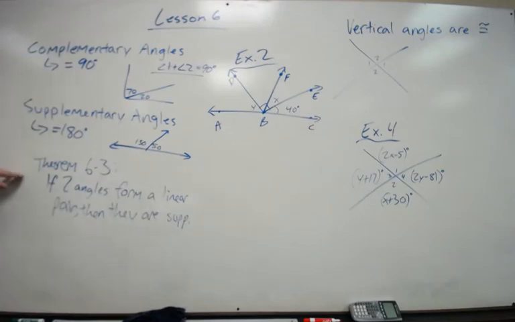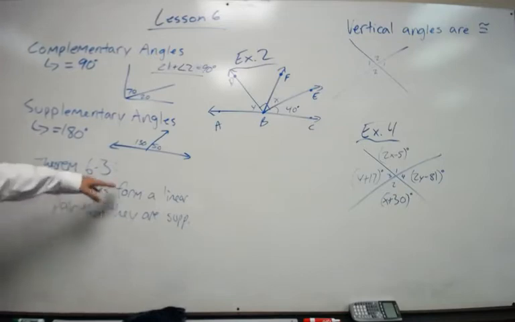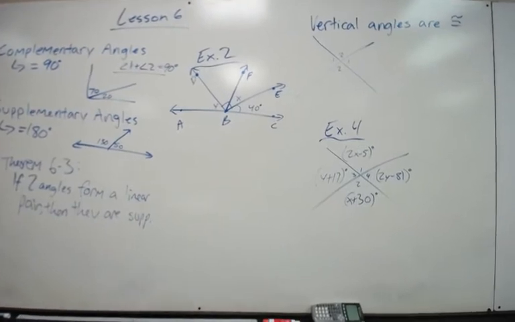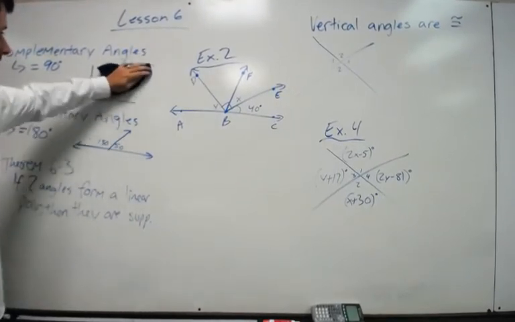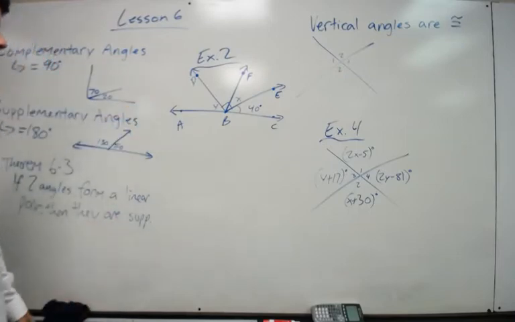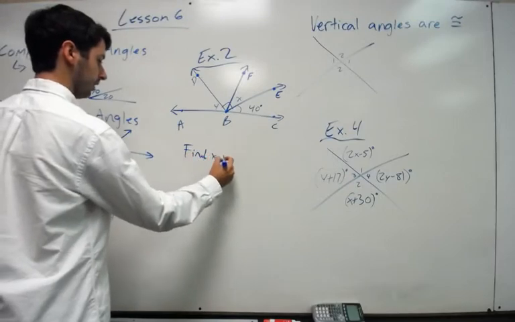And taking that one step further with definition of theorem 6.3, if two angles form a linear pair, then they are supplementary. But that's just a different way of saying kind of what we were doing. But complementary, 90, supplementary, 180. So we'll look at one example of what a problem may look like. Example 2, we want to find x and y.